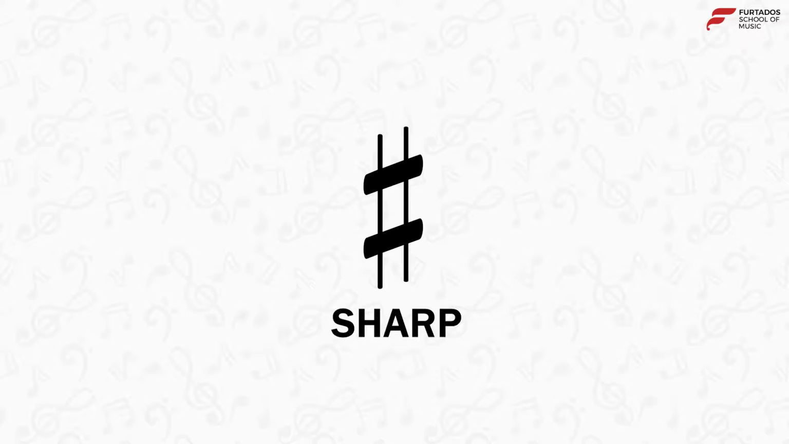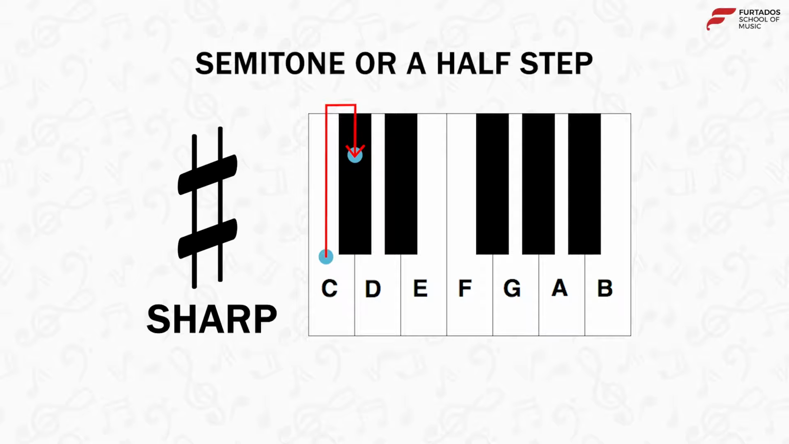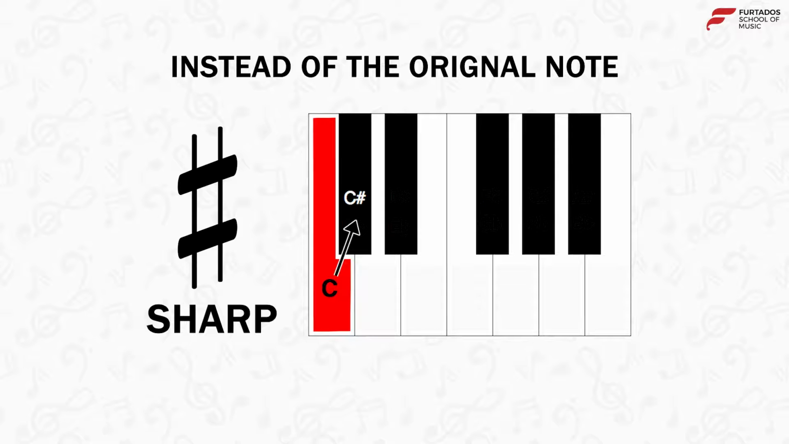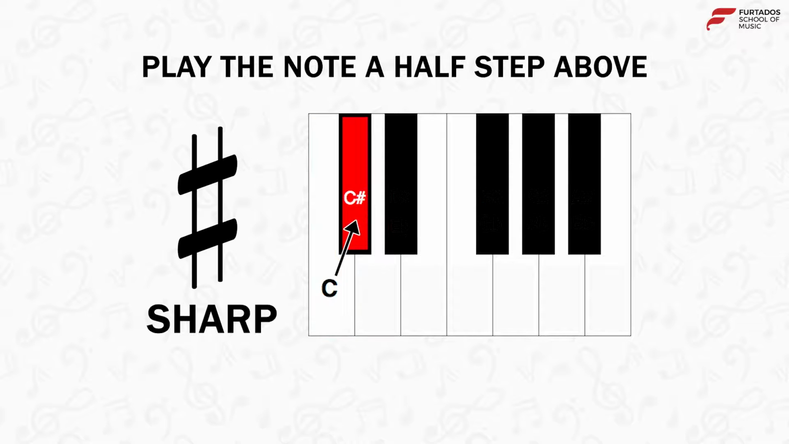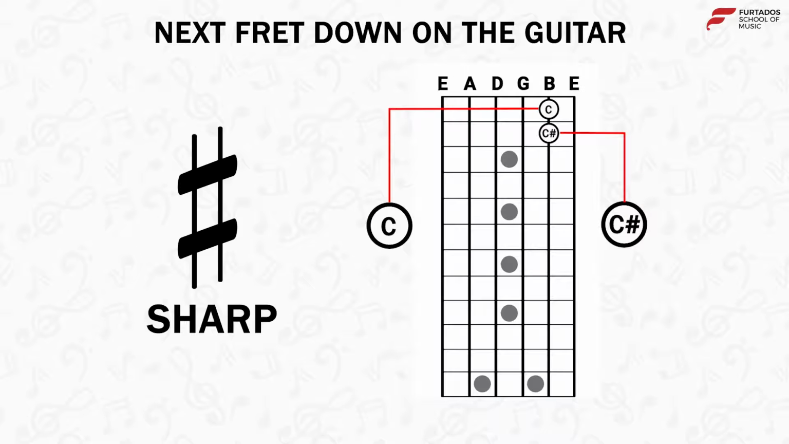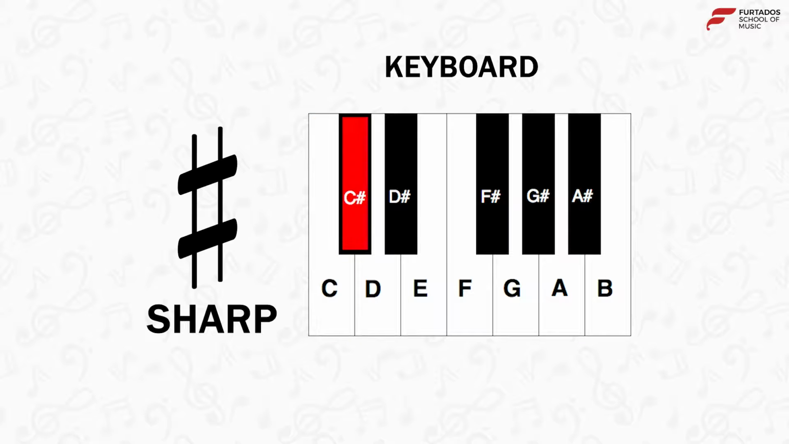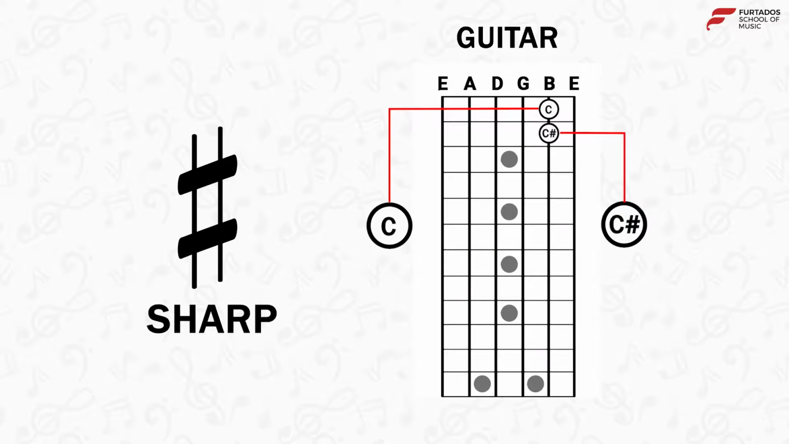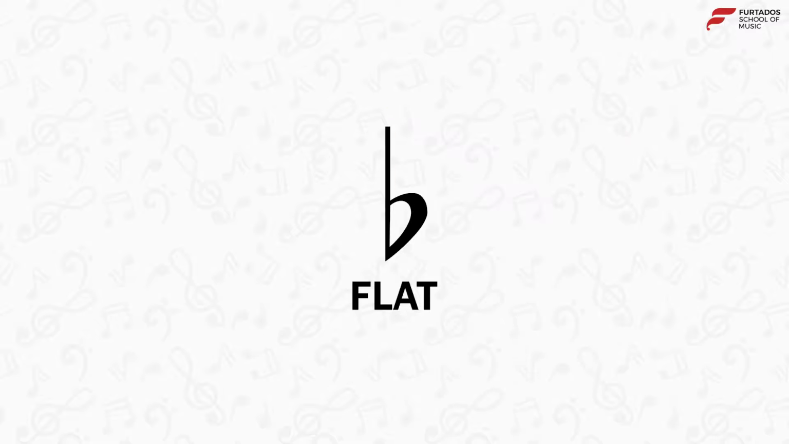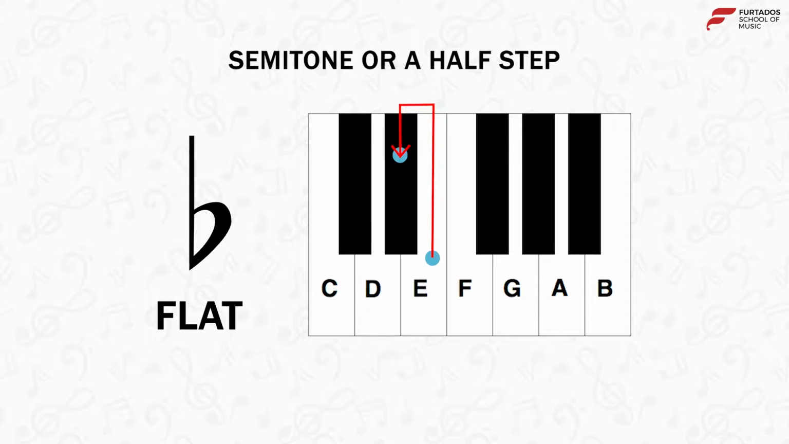A sharp. This raises a note by a semitone or a half step. Instead of the original note, you should play the note that is a half step above, which in this case is the next note to the right of the current note on the piano or the next fret down on the guitar. For example, C with a sharp, that is C sharp, is here on a keyboard and here on a guitar.